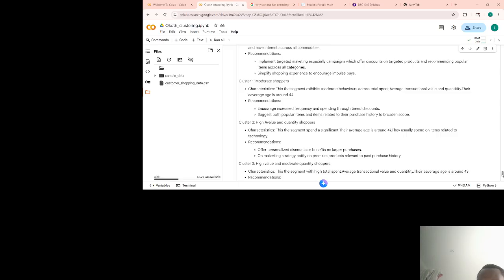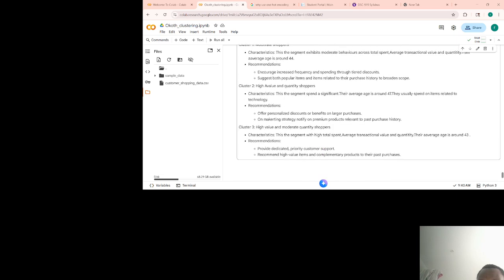On the fourth cluster, majorly composed of high value and moderate quantity shoppers, they spent high on total and average spent and also moderate in quantities. Under this, we also recommend providing dedicated priority customer support, and we also recommend highlighting high value items and complementary products to their past purchases.